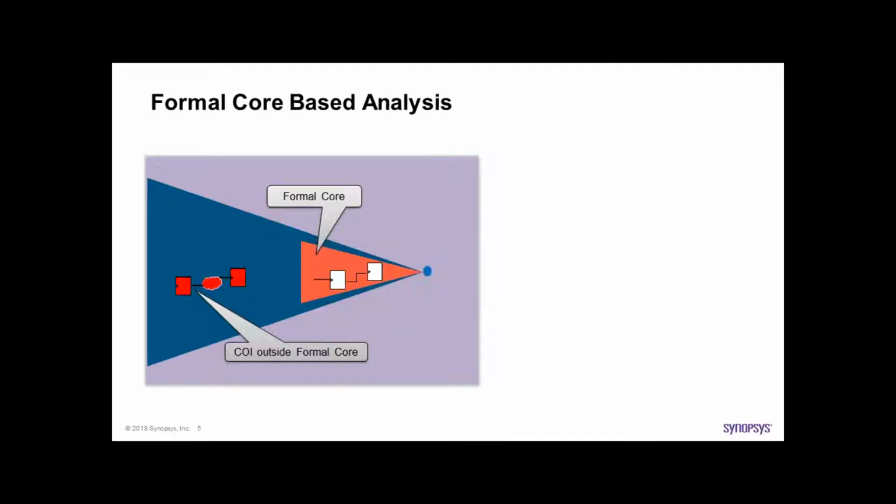Your cone of influence is just a structural analysis. What logic is actually sitting in my design space? What logic feeds into this assertion? Formal core brings in the concept of formal engines performing a formal analysis and telling you which of these pieces of logic actually affect the result of an assertion. Now, this is really cool because formal is an exhaustive thing in and of itself.